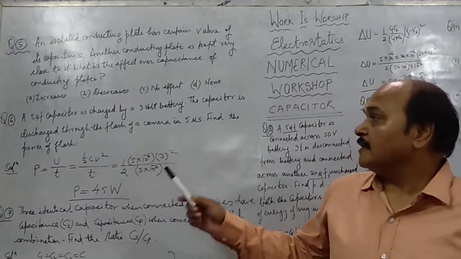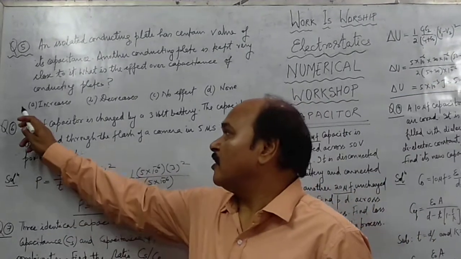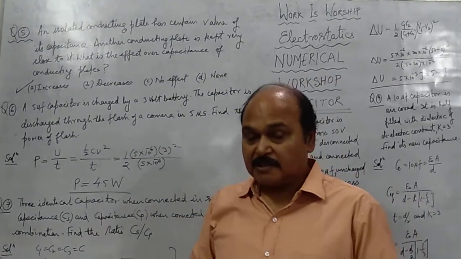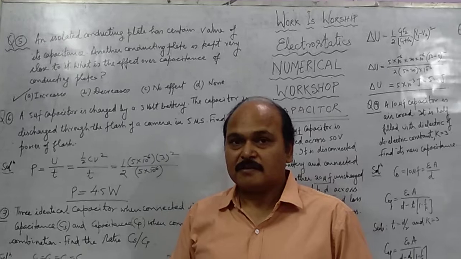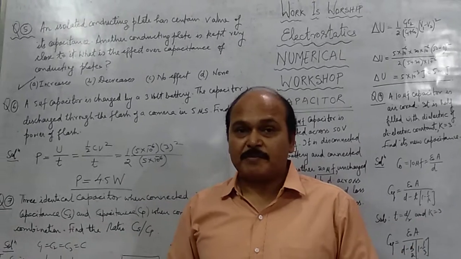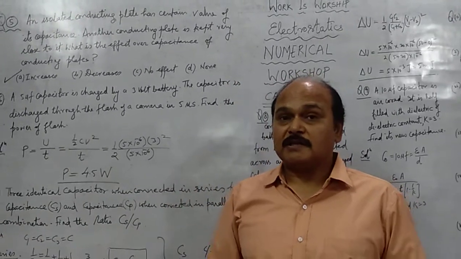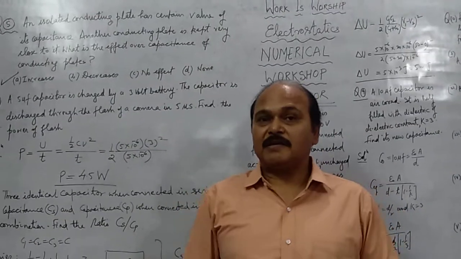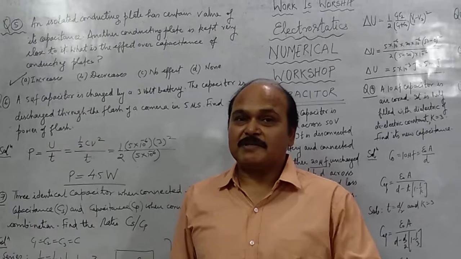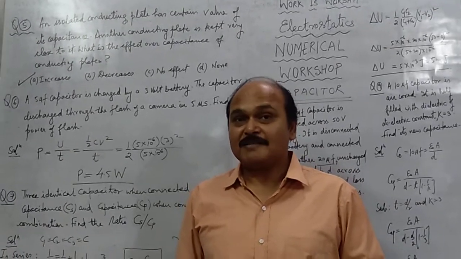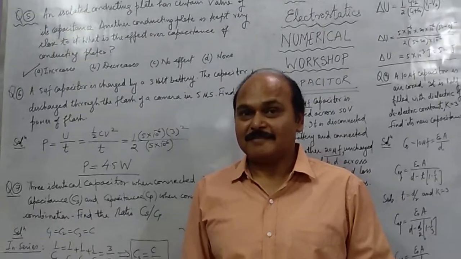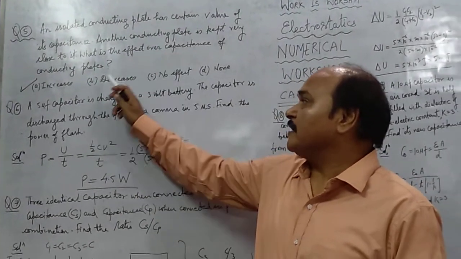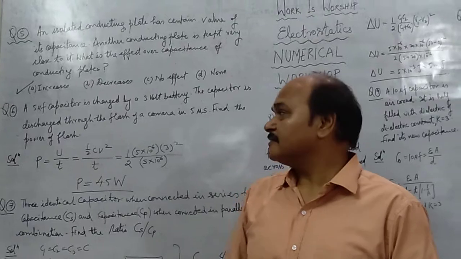Well, the answer to this question is option A. The capacitance of both the plates increases. Why? It is because of principle of capacitor, and you know already that capacitance of a conductor is much greater when it is part of capacitor as compared to when it is isolated. Therefore, capacitance of both the plates is going to increase.